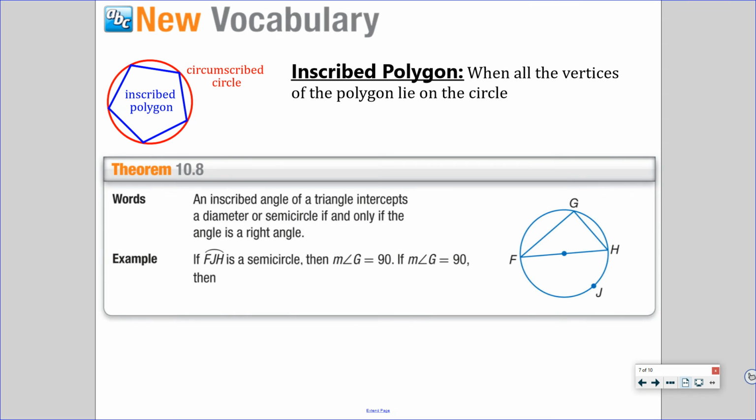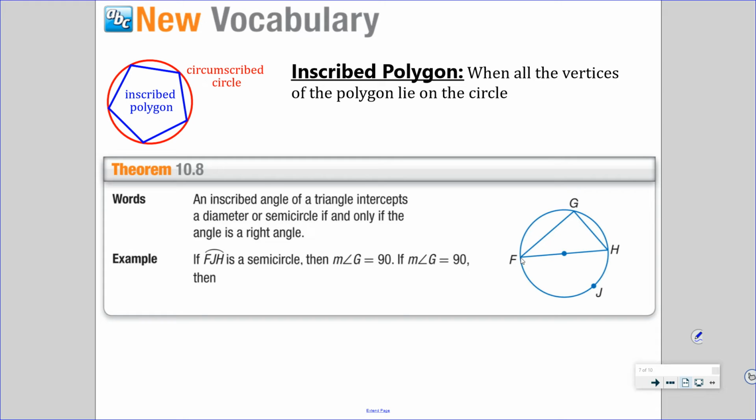Okay, this is kind of a review. We've talked about what an inscribed polygon is. Here's a little picture. I kind of mentioned this, I think, at the beginning of the lesson. All the vertices line the circle. So if I have an inscribed triangle, what I want you to think of is an inscribed angle that intercepts an arc that forms a semicircle, okay?